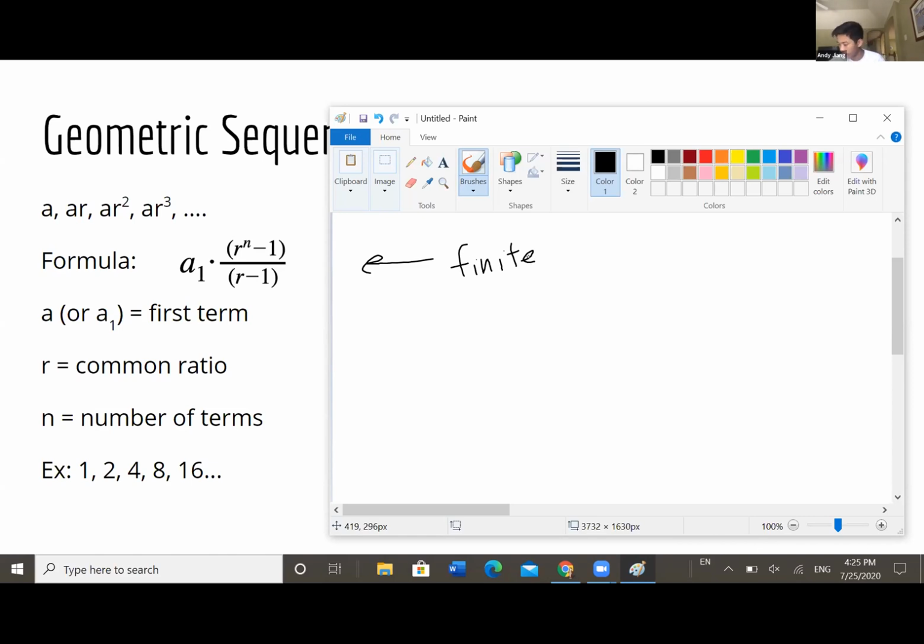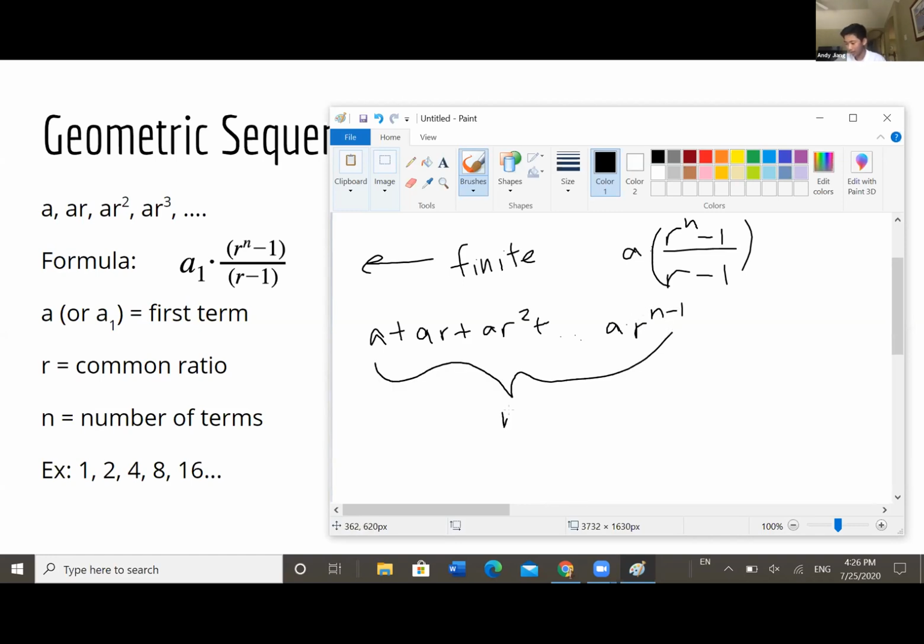Okay, so let me show you all really quickly, how do we get this formula? How do we get the formula a times r to the n minus 1 over r minus 1? If my series is a plus a times r plus a times r squared, all the way to a times r to the n minus 1, then I have n terms.